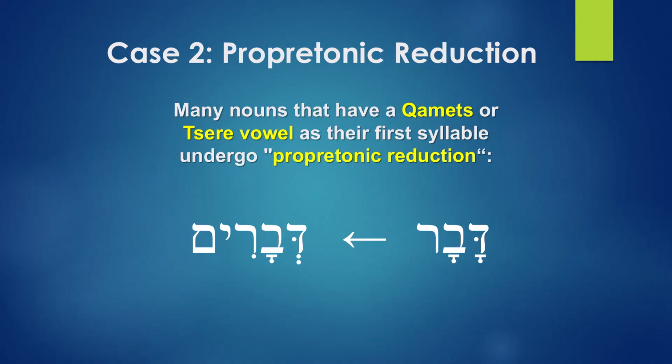Let's look at case number two. Case number two are those nouns that are going to undergo what we call propretonic reduction. Some nouns are going to go through propretonic reduction. These are nouns that have a kametz or a tsere vowel under the first syllable. They're going to undergo what we call propretonic reduction.